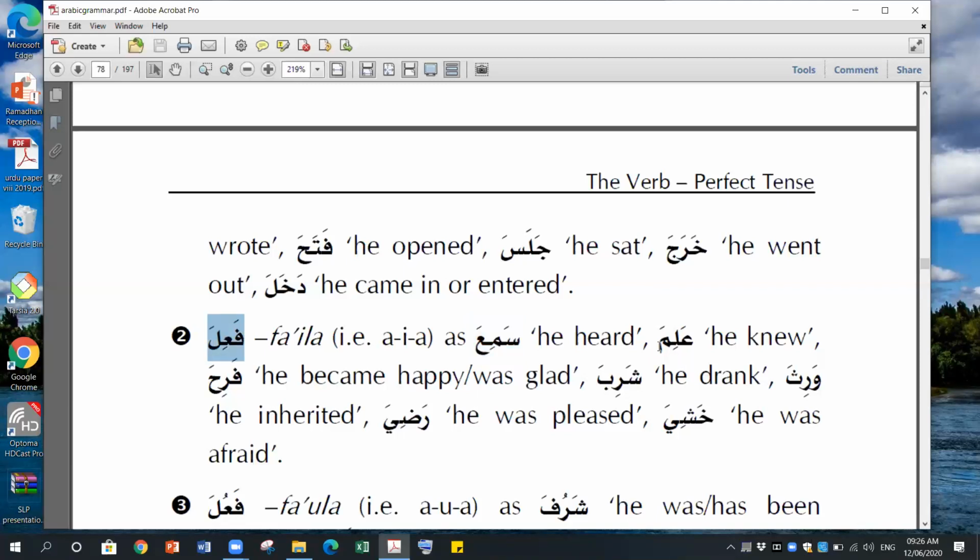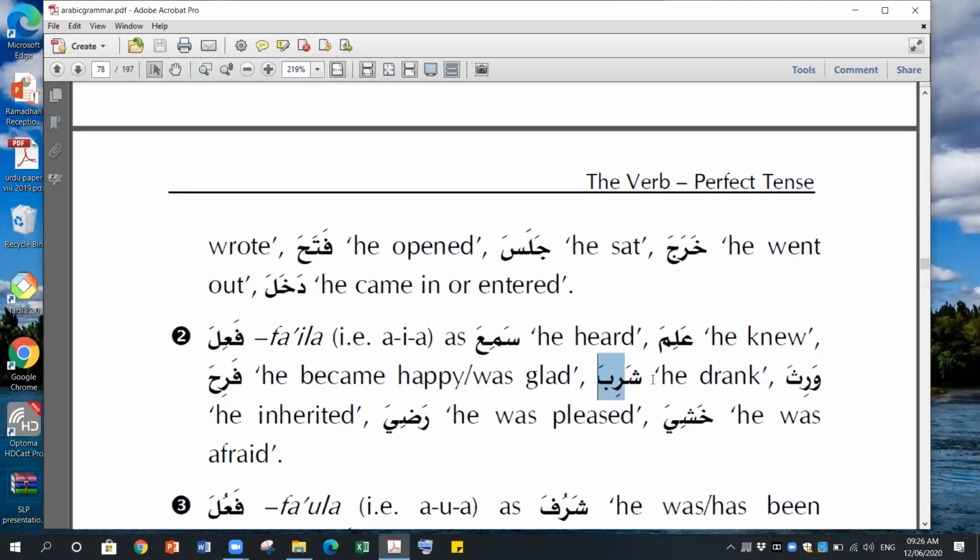Like alima, he knew, because it's past tense now. These all are the 3 patterns for past tense. I'm telling you again and again, these patterns are for past tense, right? So alima, there is no word alama. It is always alima. So we say it comes on the pattern of fa'ila. There are some verbs which come on the fa'ila pattern.